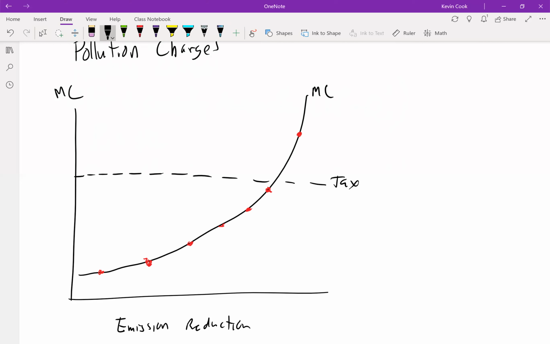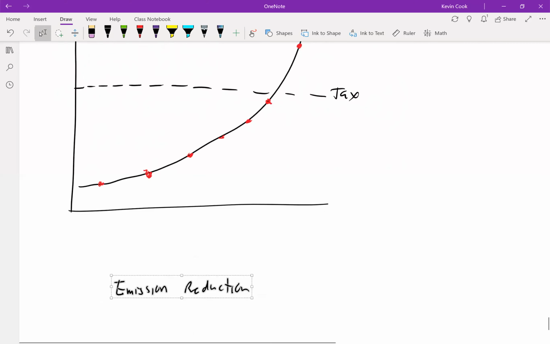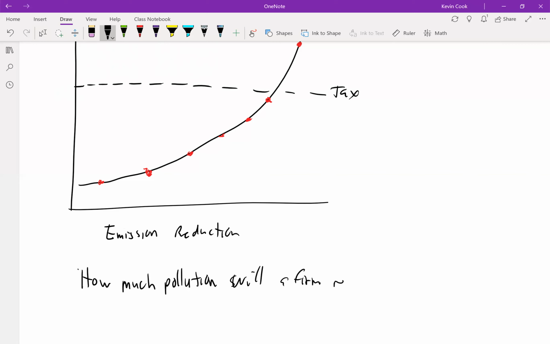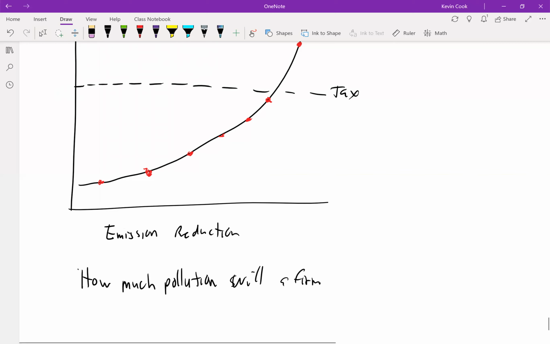And the question that can come out of this is, how much pollution will a firm reduce particles by? Right, it'll be given a bunch of points. How much pollution will a firm reduce? That's right. How much pollution will a firm reduce? And then on each of these points, you'll have points.